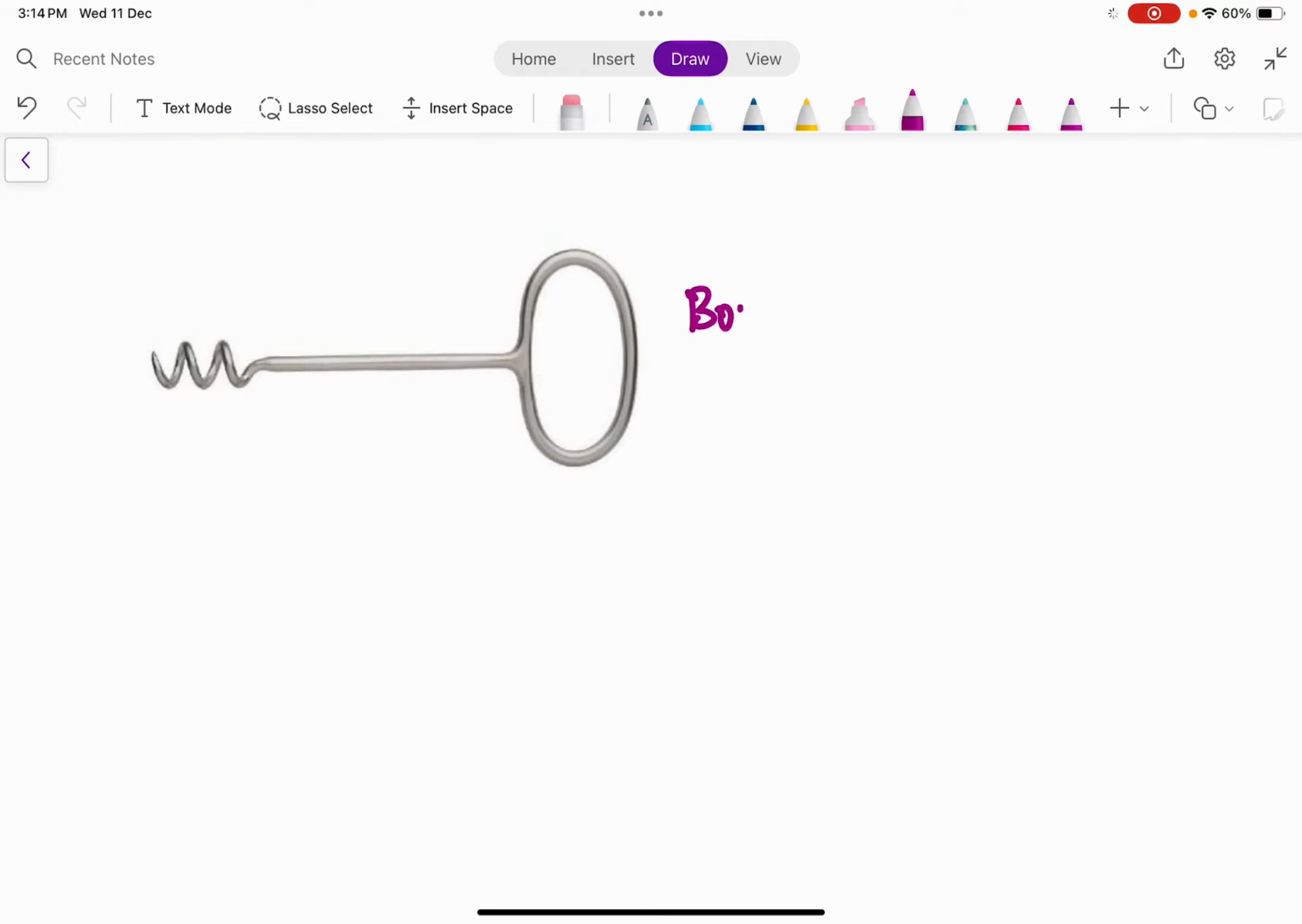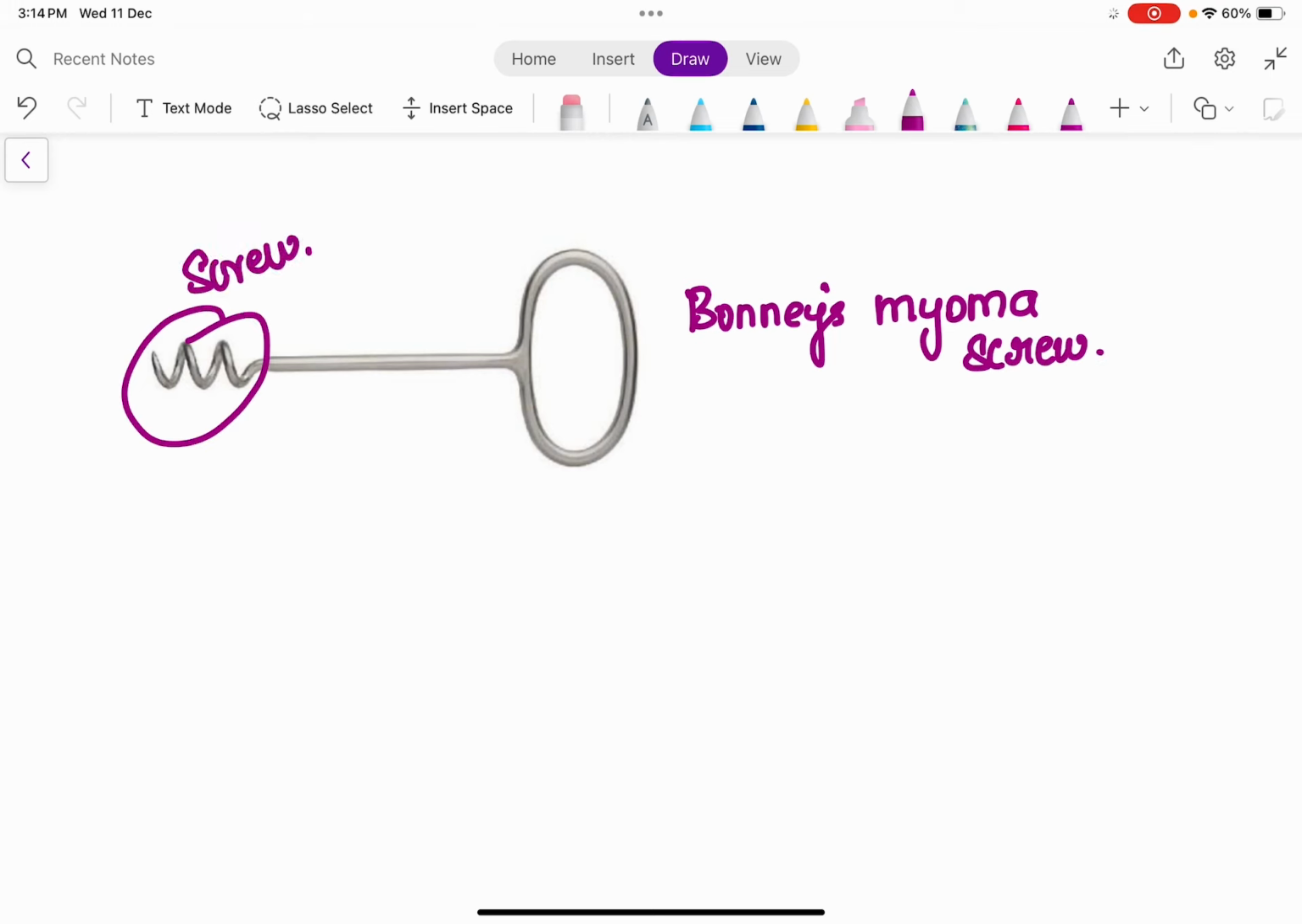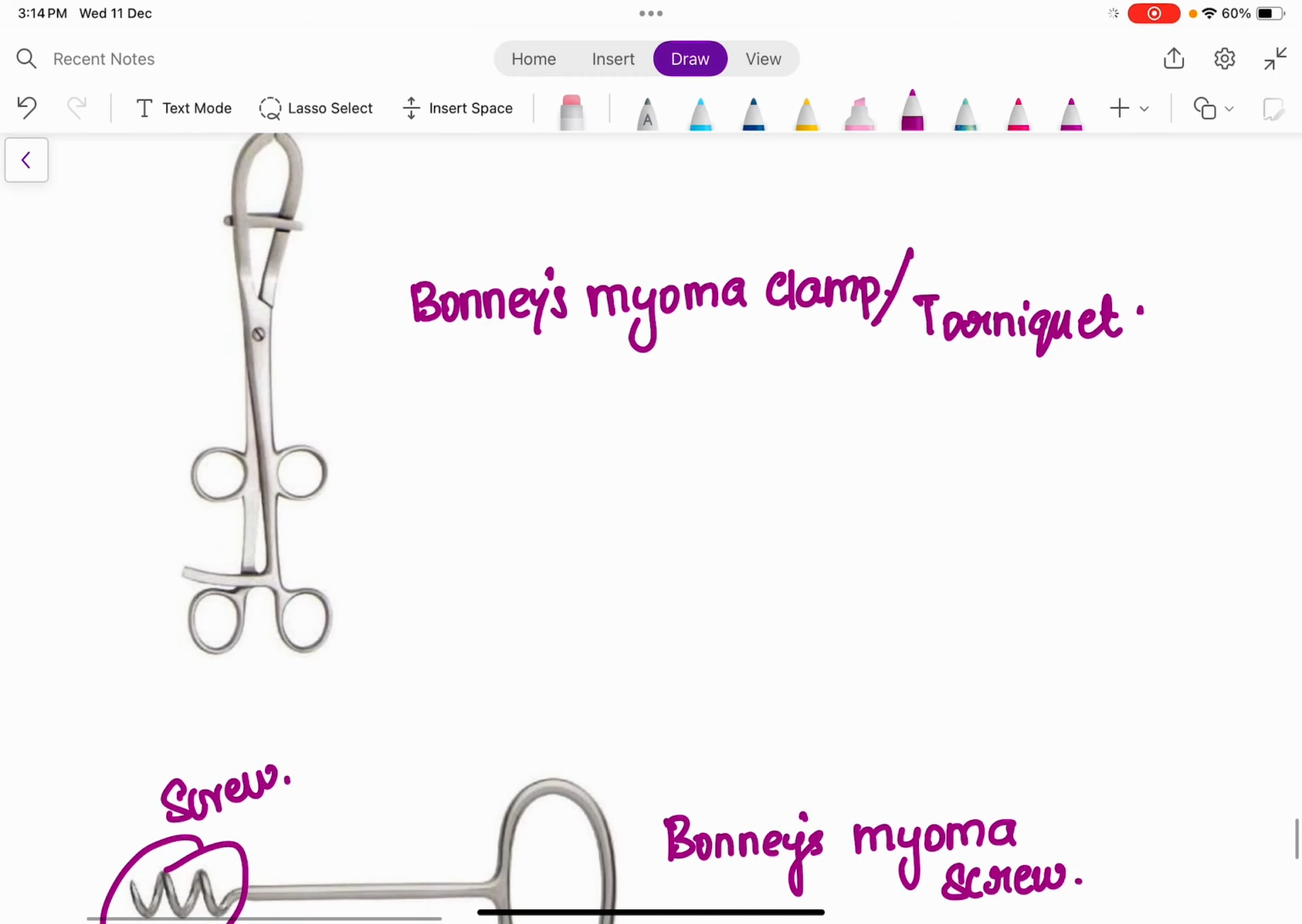This is the Boney's myoma screw. So this Boney's, as you can see here, this is a screw. Boney's myoma screw is used to hold the fibroid during the procedure of myomectomy. So whenever you see the fibroid, right, this Boney's myoma screw is actually used to hold the fibroid during the myomectomy. So we have discussed about 2 instruments here.